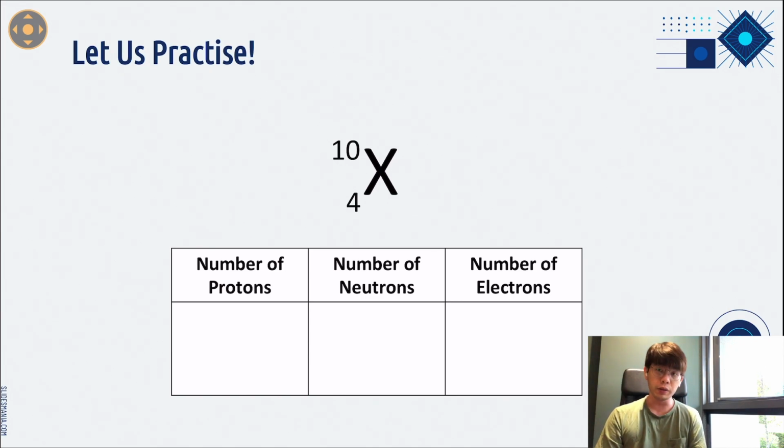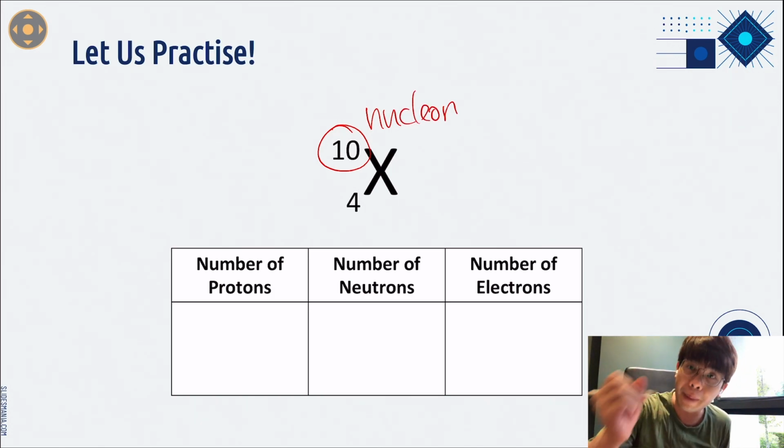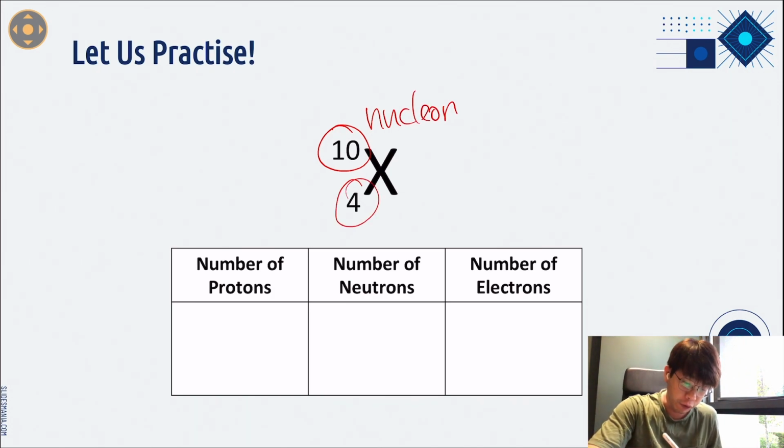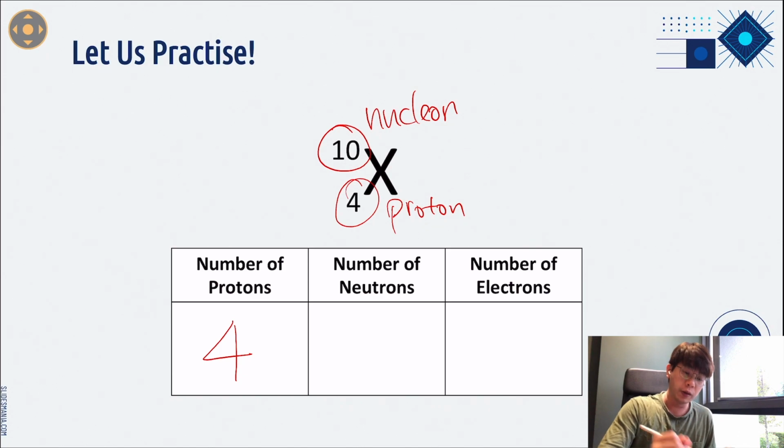Let's look at this example. Symbol form. The number on top, 10, is the nucleon number, also known as the mass number. And number 4 is the proton number. After I've labeled this, I know that the number of protons is 4. Because it's electrically neutral, the number of electrons is also 4. And since there are 10 nucleons and 4 protons, the number of neutrons is 6.